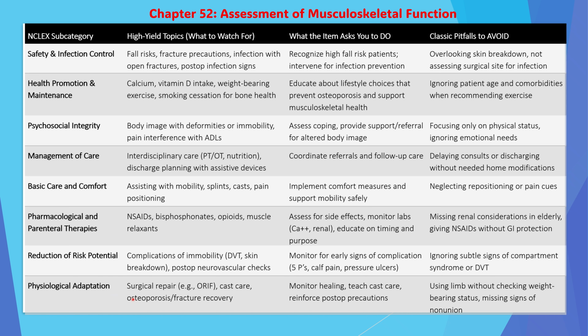Physiological adaptation is surgical repair, cast care, and then fracture recovery. So what you need to do: monitor healing, teach about cast care, reinforce post-op precautions. Then the classic pitfall: using a limb without checking weight bearing status, missing signs of non-union.